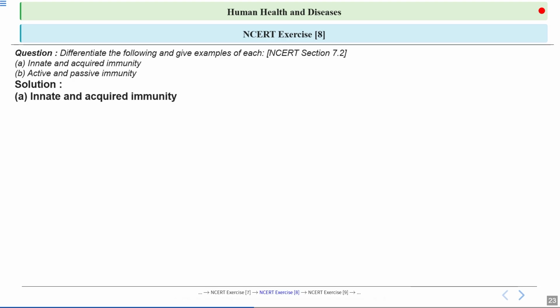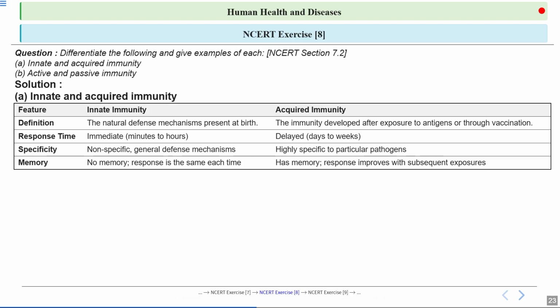Here, let's talk about innate and acquired immunity. Now you can see here, this table is showing you differences between innate and acquired immunity. So innate immunity is non-specific, it is an immediate defense, and it is present from birth. Within innate immunity, skin is involved, and the cells to fight the pathogens, and it has no memory of the past infections.